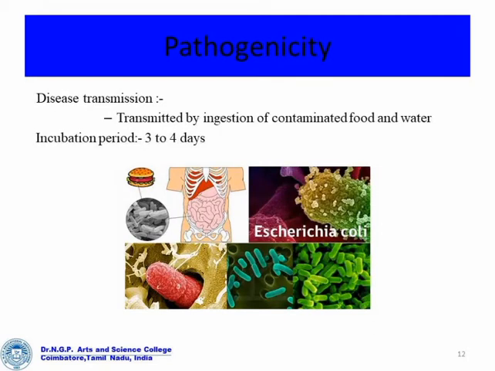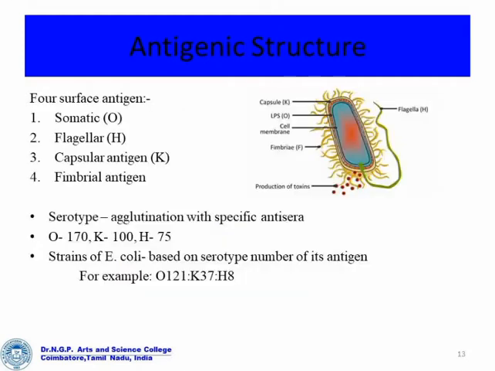And pathogenicity: this is transmitted by ingestion of contaminated foods and water. Incubation period is 3 to 4 days. And antigenic structure: E. coli possesses four surface antigens. First one somatic, and then flagellar, capsular, and fimbrial antigen. Serotyping of E. coli is based on agglutination with specific antisera directed against the surface antigen.